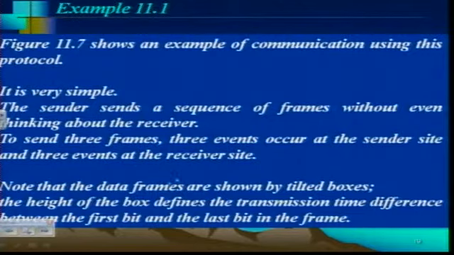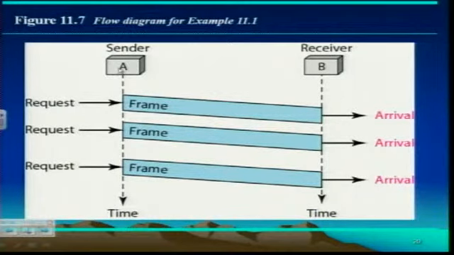3 times it will happen, and the data frames are shown in tilted boxes, and the height of the box defines the transmission time difference between the first bit and the last bit in the frame, that being the notation. Here it is, the tilted box means it's a frame that's being sent, and that's the time, right?